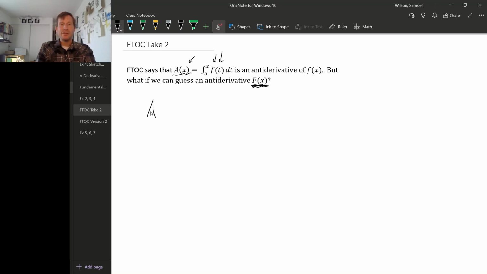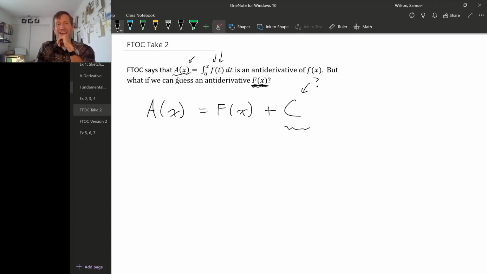So that means that A of x must be equal to capital F of x plus some constant that we don't know yet. We don't know what this constant is, but there must be some constant we can add to capital F that gives us capital A. And this is because capital A and capital F are both antiderivatives of little f. So the slogan version of this is: two antiderivatives differ by a constant. And that's what we have written down here. So what we should do now is try to figure out, is it possible to know what constant this is?